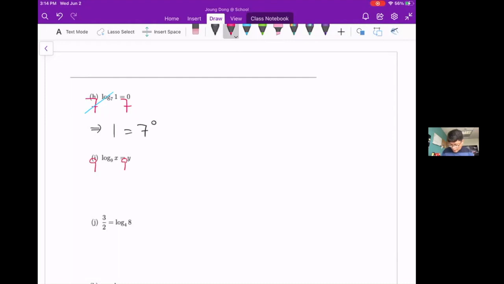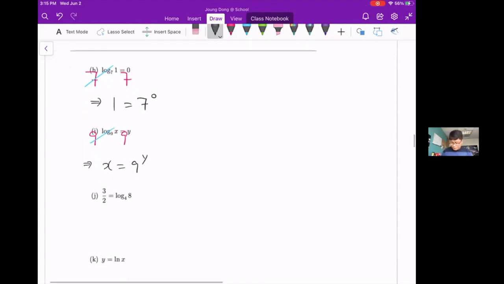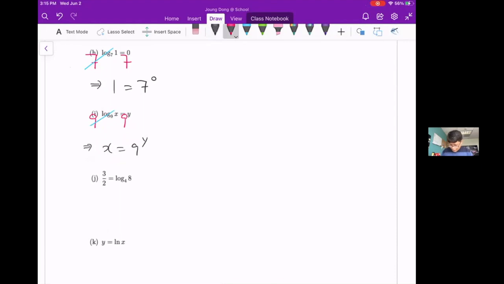And I, the base is 9. Then we're going to make the exponential function with base 9. And that happens. Then x is equal to 9 to the y. It is still an equation, but we don't have to solve the problem. Actually, there is no way to solve the problem, but we would like to change the format. And what about J? Same thing, raise 4. And it is gone. The left-hand side is 4 to the 3 halves, which is definitely equal to 8.